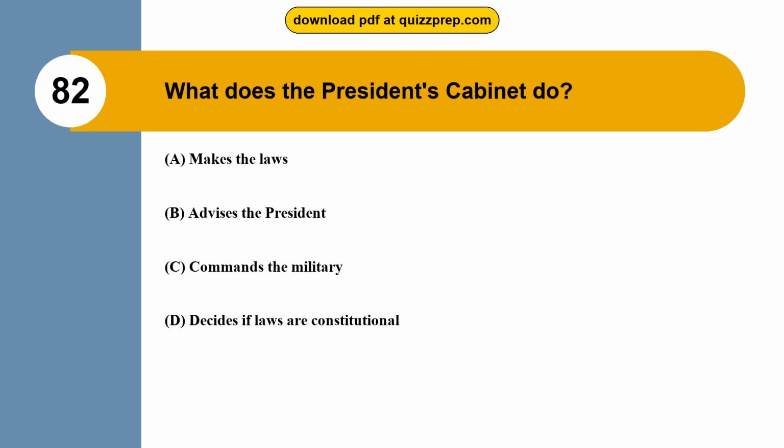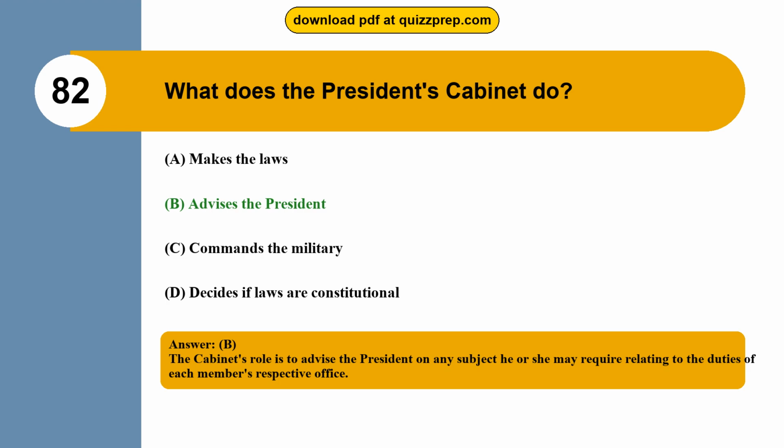Question 82. What does the President's cabinet do? Option A, makes the laws. Option B, advises the president. Option C, commands the military. Option D, decides if laws are constitutional. The correct answer is option B, advises the president. The cabinet's role is to advise the president on any subject he or she may require relating to the duties of each member's respective office.